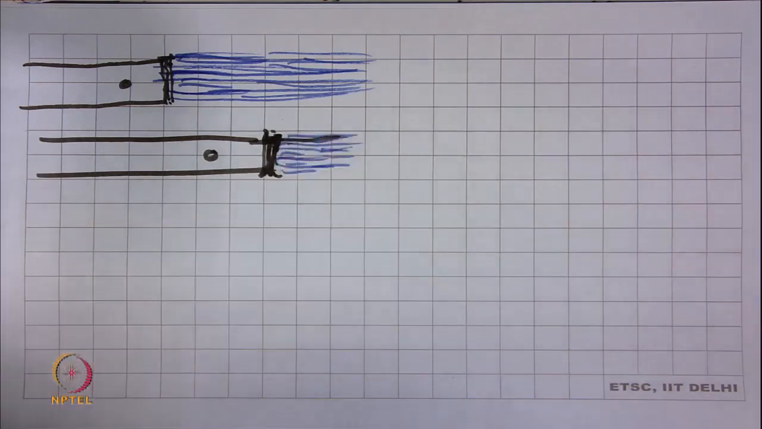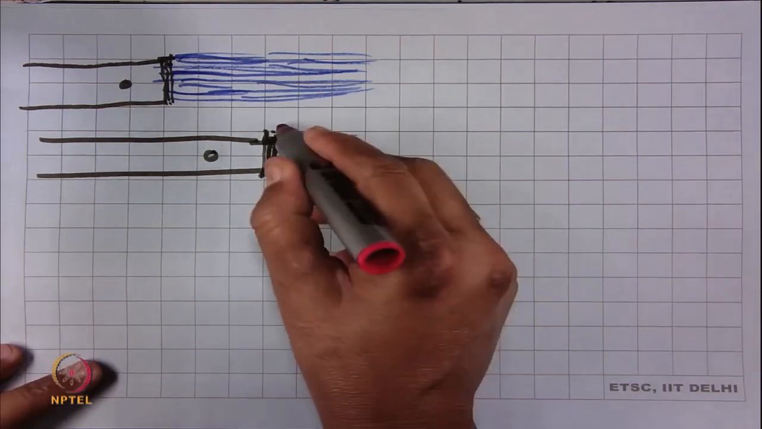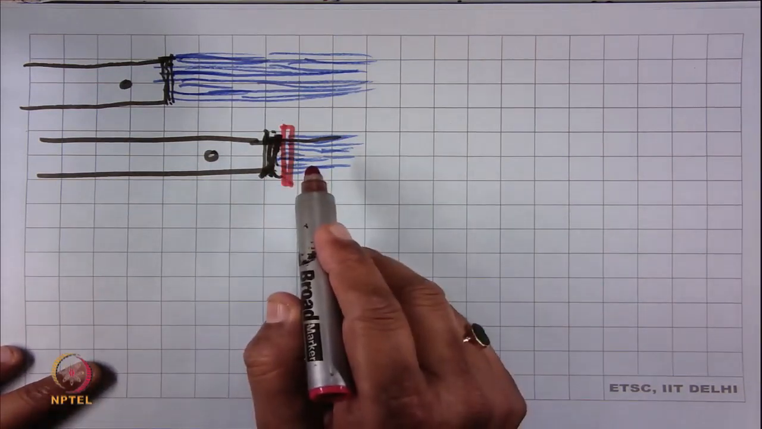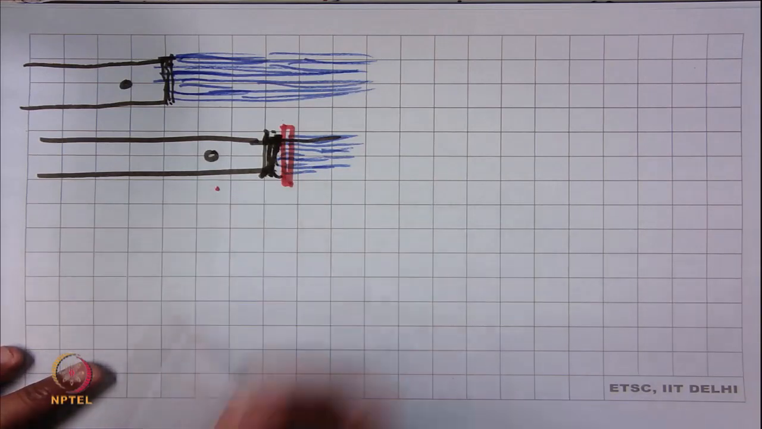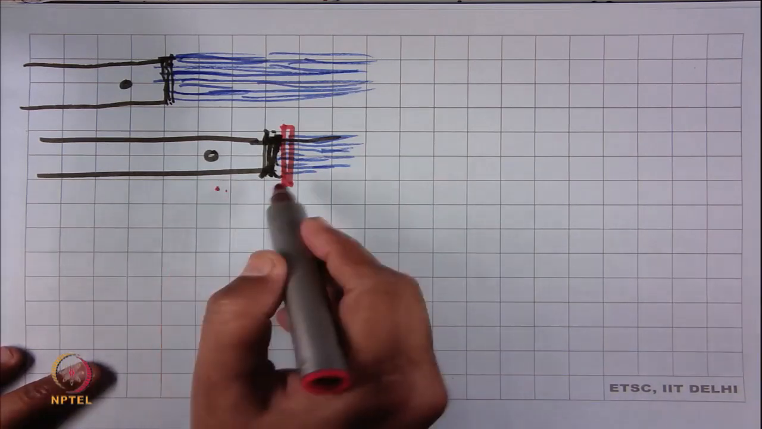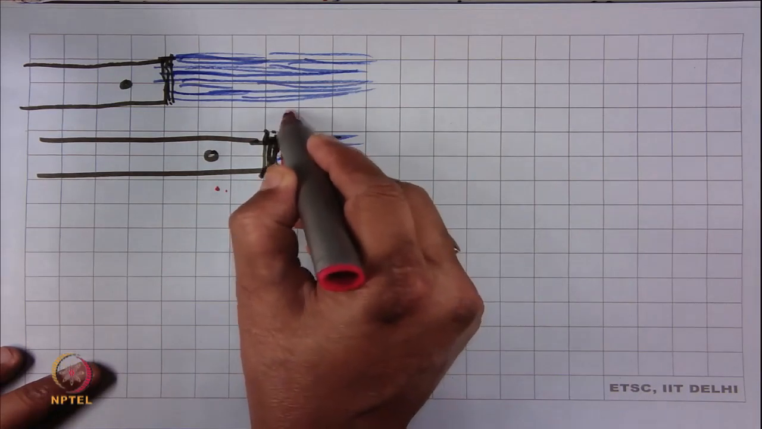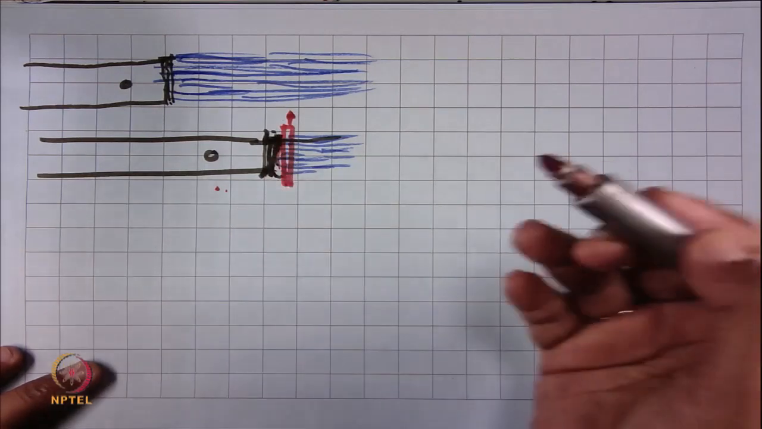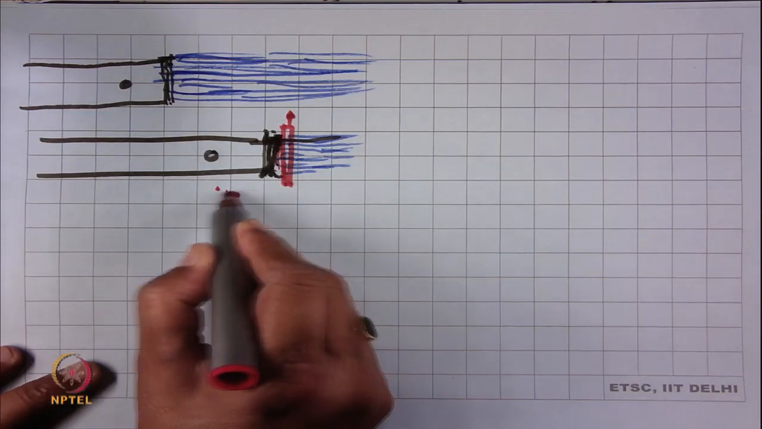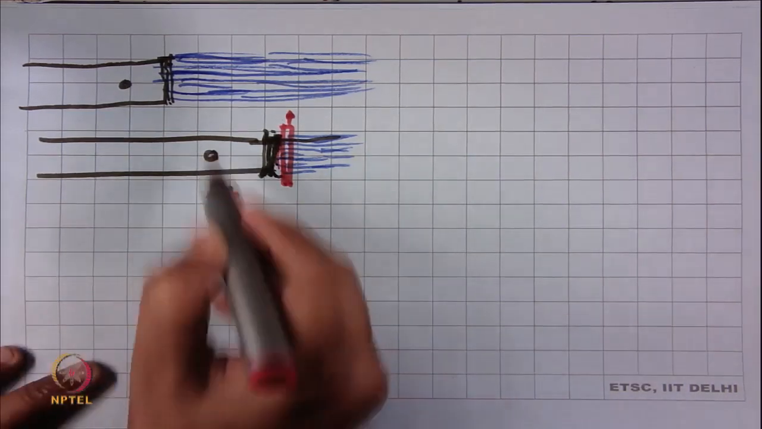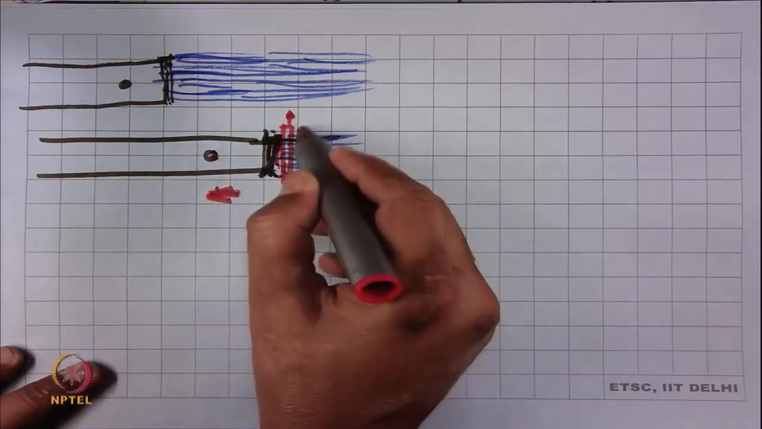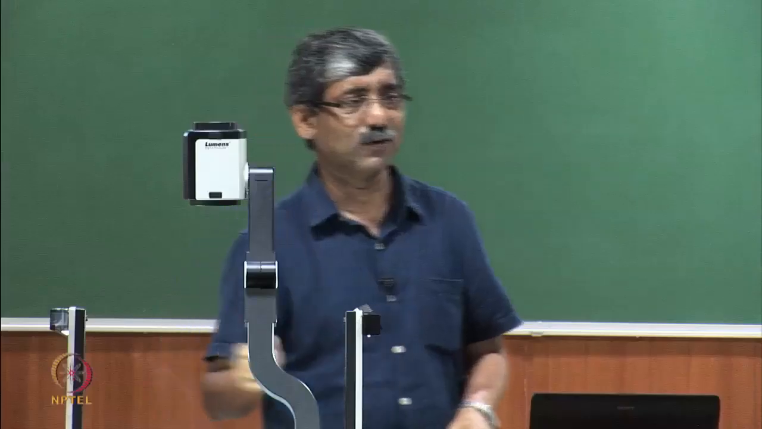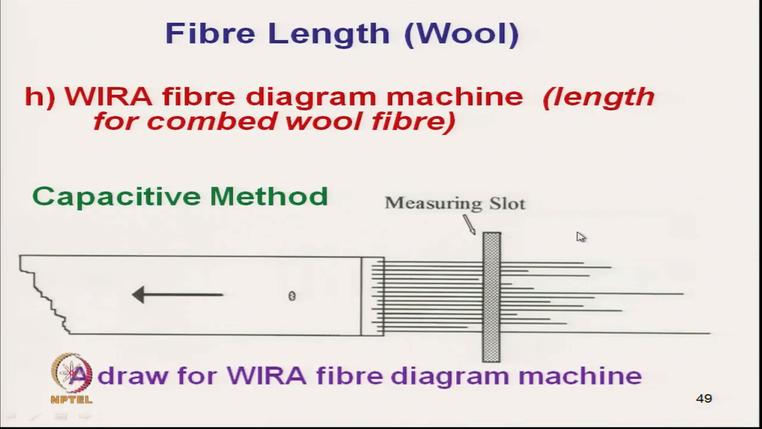Now, you have a measuring slot here, which measures the capacitance of the material. It is manual, it is not automatic. The position is fixed at the starting point, where the maximum number of fibers are there, so the capacitance will be different. Gradually the draw is moved with respect to the slot, so next time it will be here. And it is done in 10 different steps, okay. So gradually it is moved.